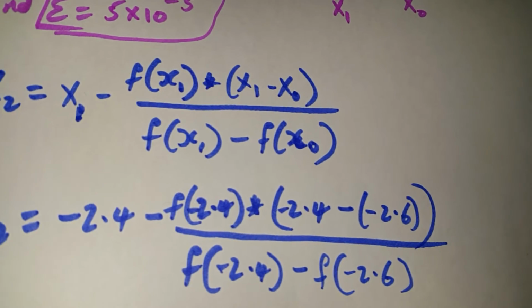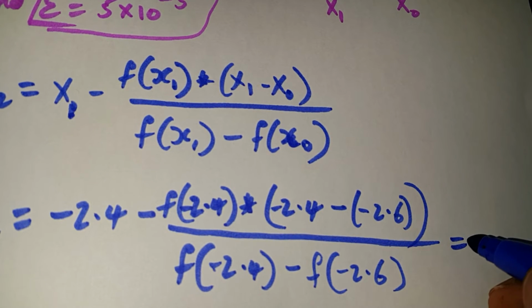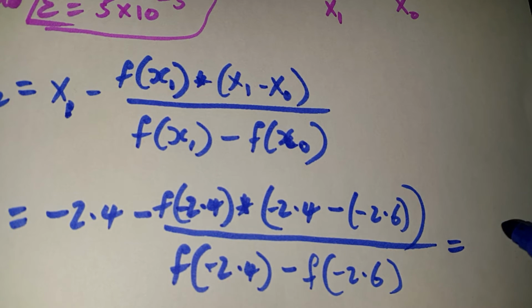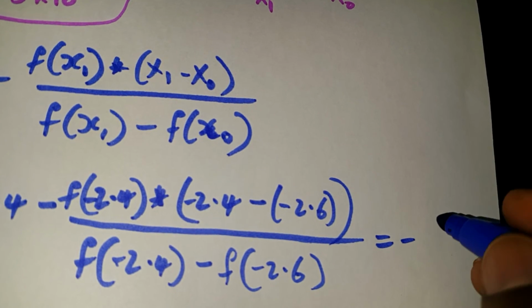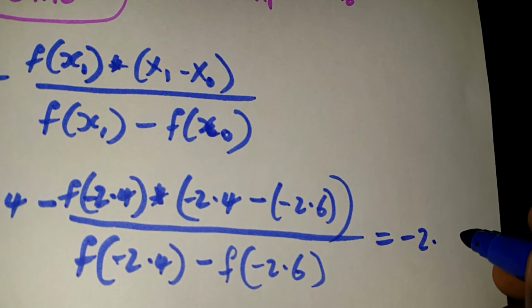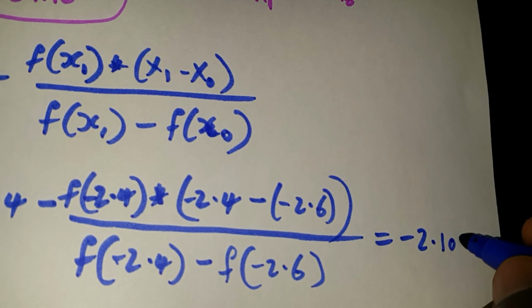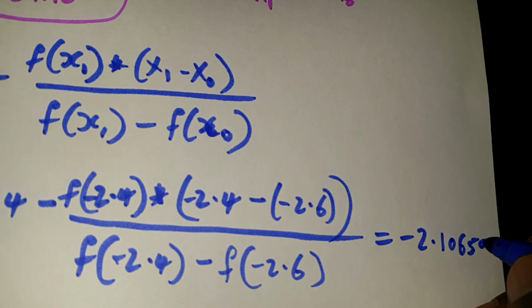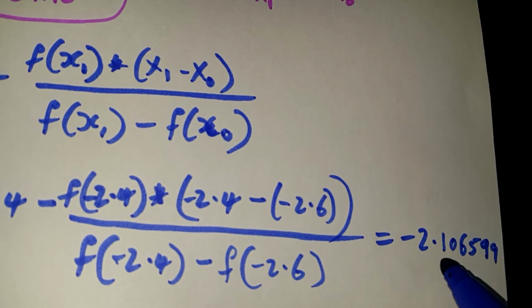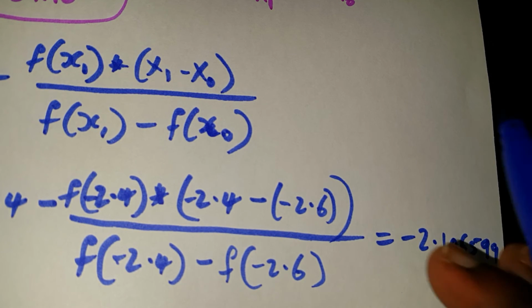All right, from here I try to do it in a very simple way. I found here minus 2.106599. I found this, you see.